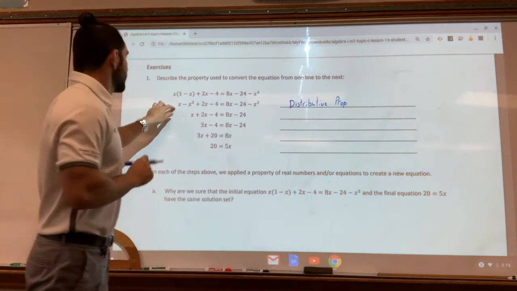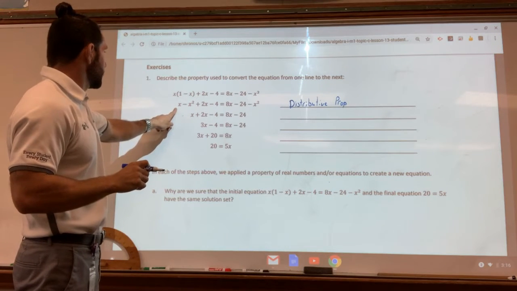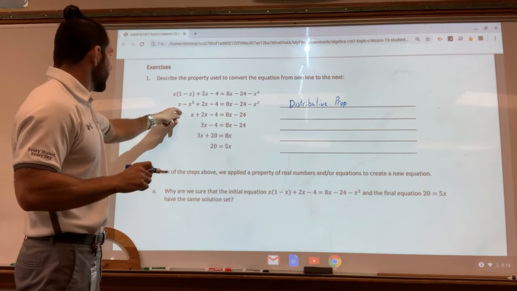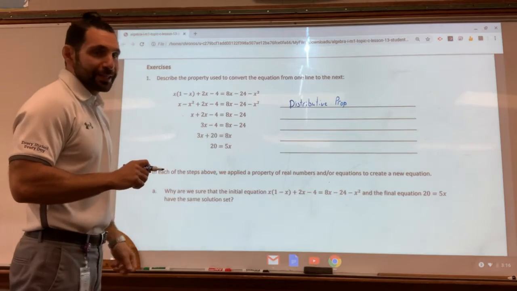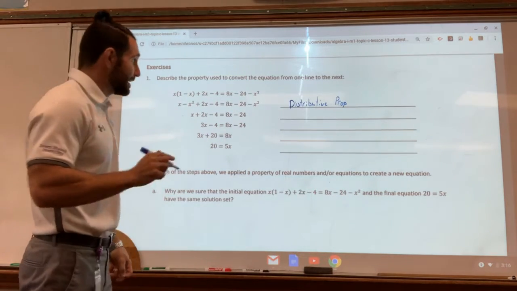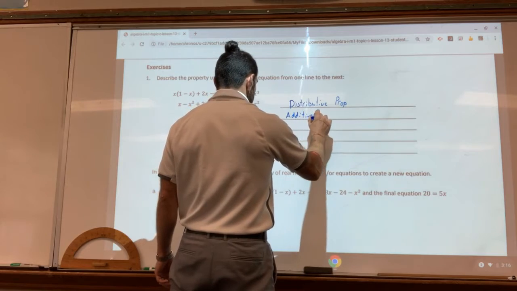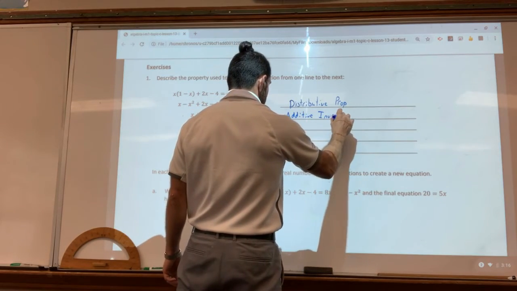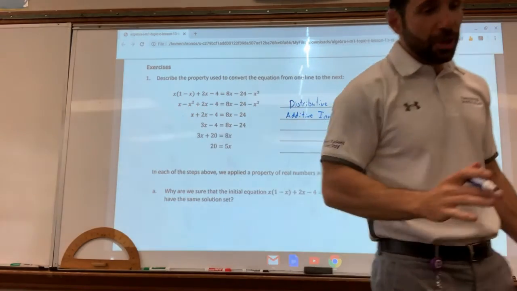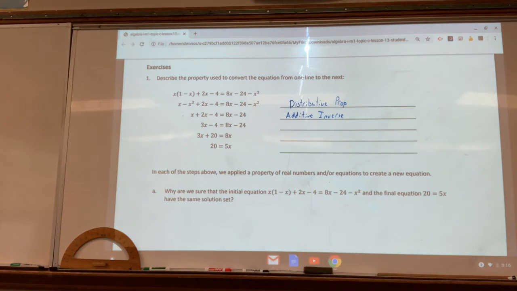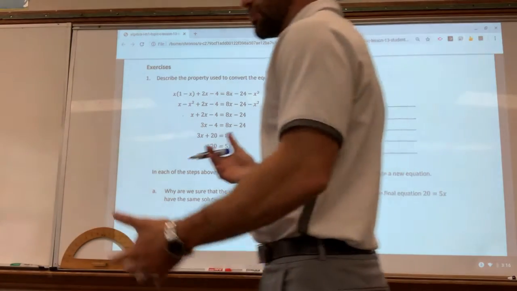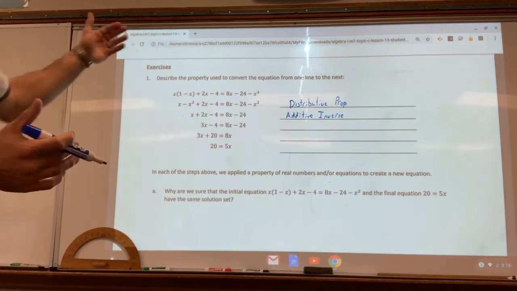Okay? So now I've combined, what did I do? Well, I added x squared to the opposite side. So what property is that? That's the additive inverse. Okay? And my notes actually don't say that. It just said added x squared to both sides of the equation. And I hate that. This is the additive inverse.